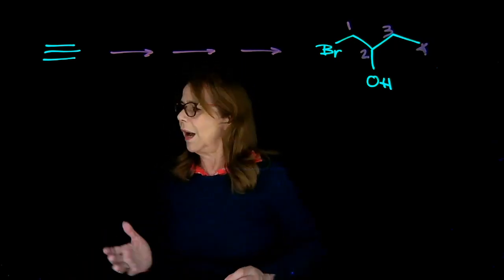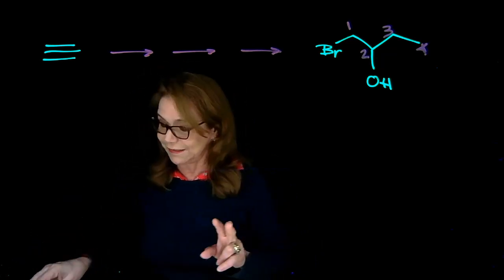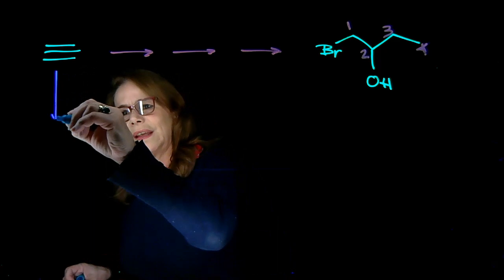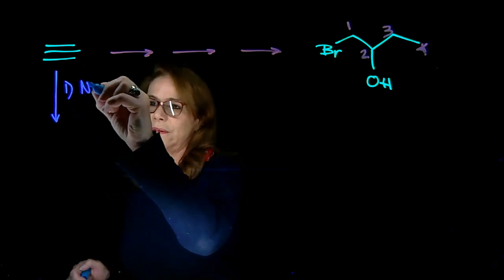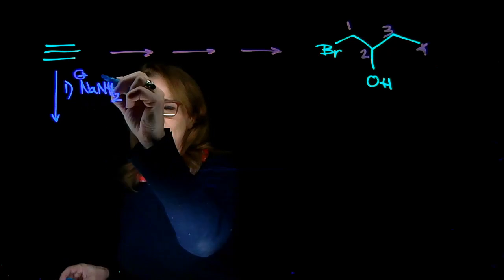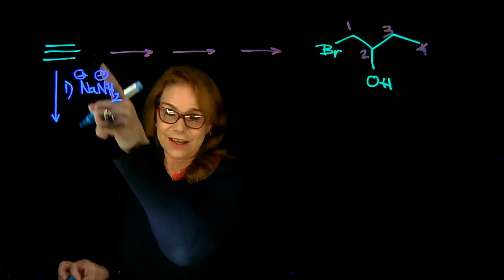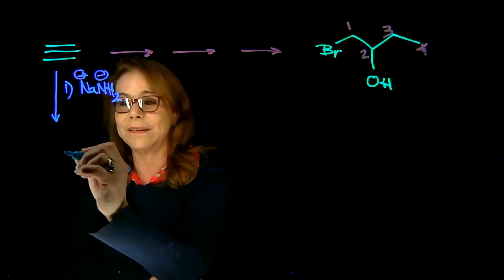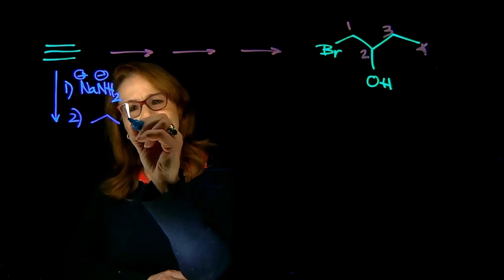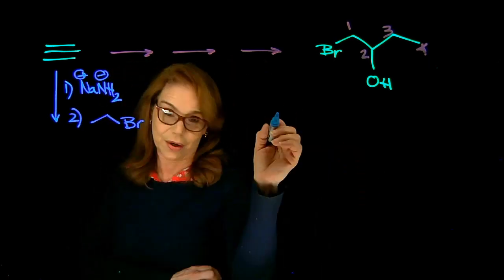So basically, adding 2 carbons from acetylene is relatively easy. We have studied that in other reactions previously. We can do this by first using sodium amide. And remember, this is a plus, minus. We will remove one of the acidic hydrogens of the alkyne. And then in the second step, we're going to add ethyl bromide. And that way, I'm going to have the 2 carbons that I need.